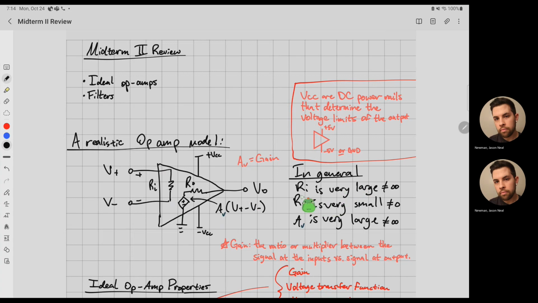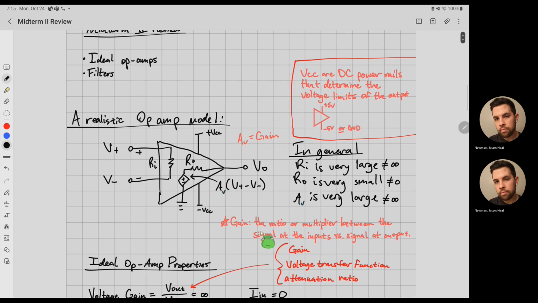So let's talk about this. The input resistance for a realistic op amp model, and an ideal op amp model as well, is going to be very large. But in a realistic op amp model, it's not equal to an infinite value. It actually has a value. And the output resistance is very small, but it's not equal to zero, which is this output resistance right here. And then we have the gain, which is also very large. AV is the gain. It's a very large value, but it's not equal to infinity. And this is all for a realistic op amp.